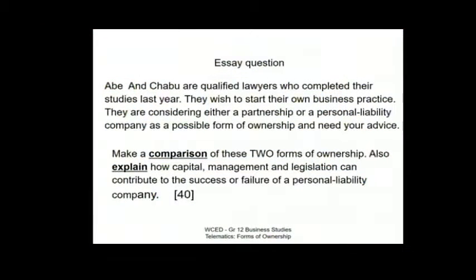So learners, you must firstly make a comparison, underline that word, of these two forms of ownership. Okay, so a comparison between partnership and personal liability. That's the first part. The second part they ask you is explain how capital, management and legislation can contribute to the success. Can you see that word? For us, we've only got 2 minutes, so we've got to run through this. So what do you do? How do you approach it?